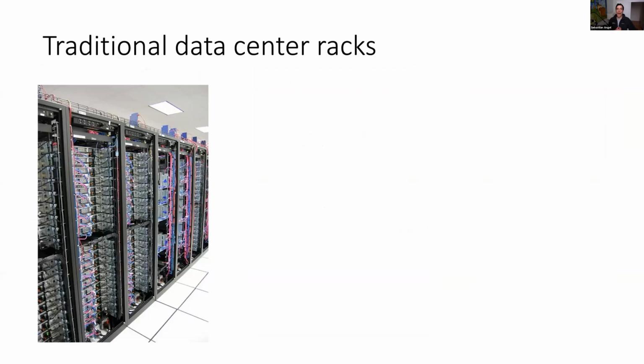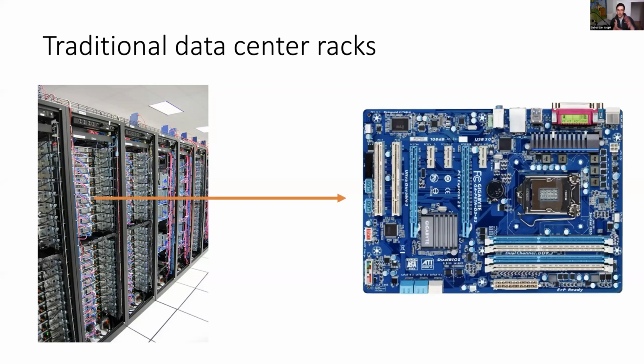So if we look at a traditional data center, it's going to consist mostly of a bunch of racks. Each of these racks is going to have servers, typically known as blades. And if we look inside each of these servers, it's going to look something like this. It's going to have a motherboard. Admittedly, this is the motherboard of a desktop computer, but a server computer is going to have something similar. And in this motherboard, we're going to have a bunch of CPUs.